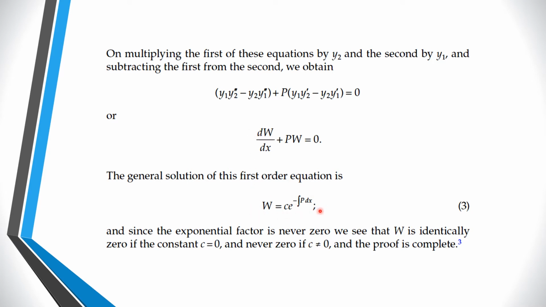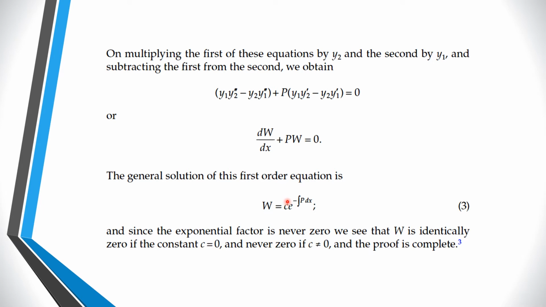Right, by using the variable separable method, w is nothing but some constant times e to the power minus integral of p(x) dx. Now just see, since we know that the exponential function is never zero, our w is either never zero or it will be zero only when this constant c is zero.